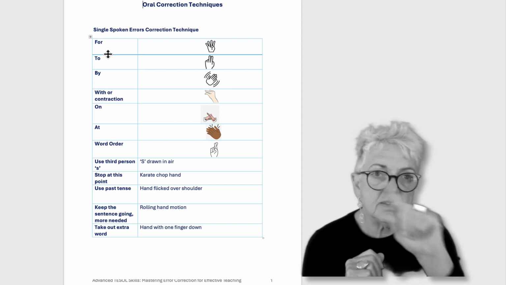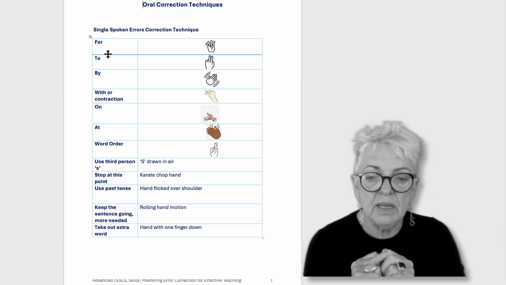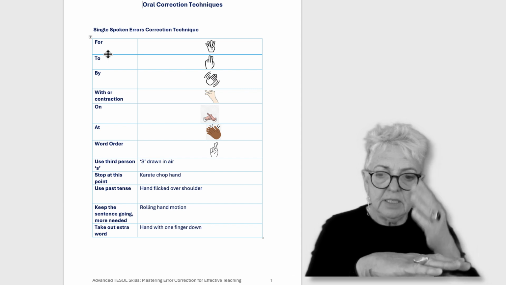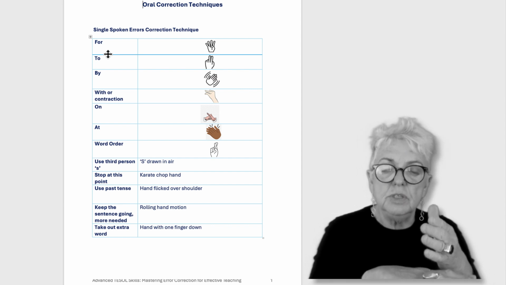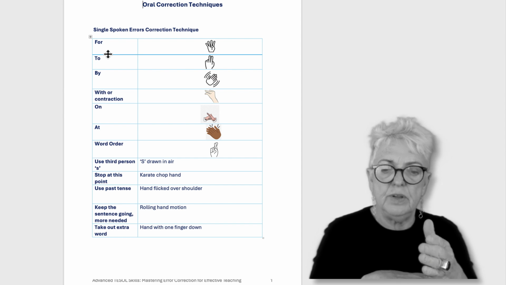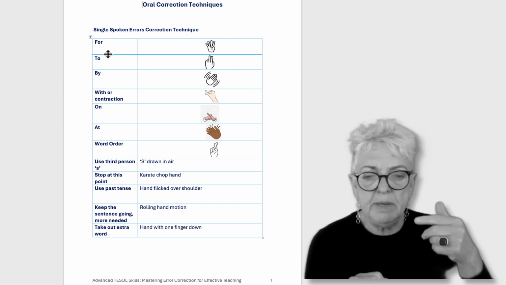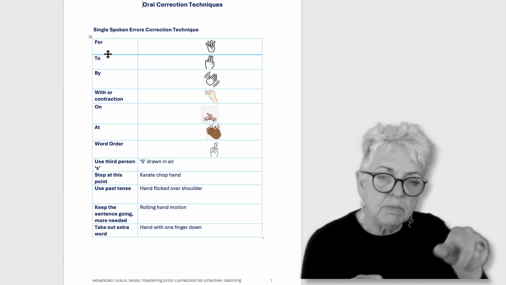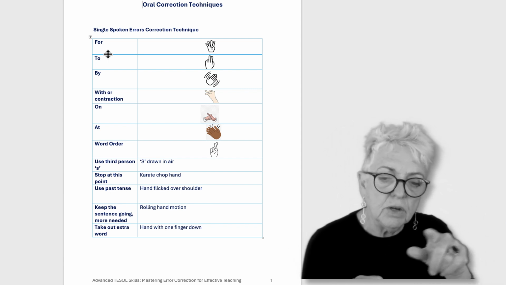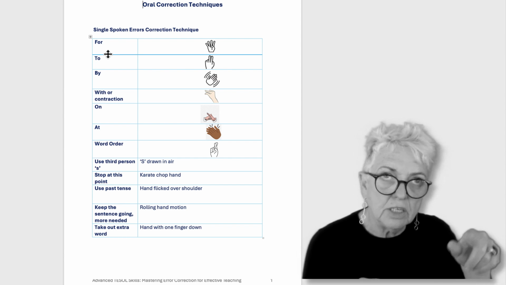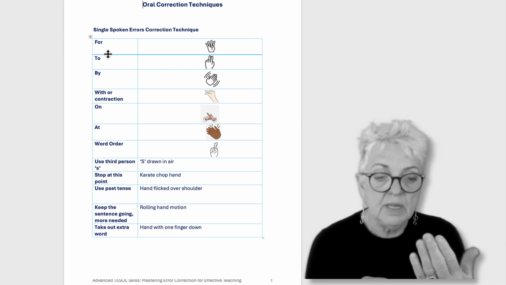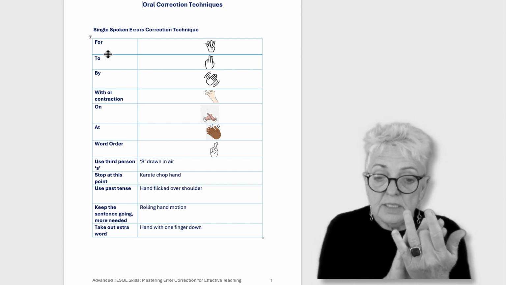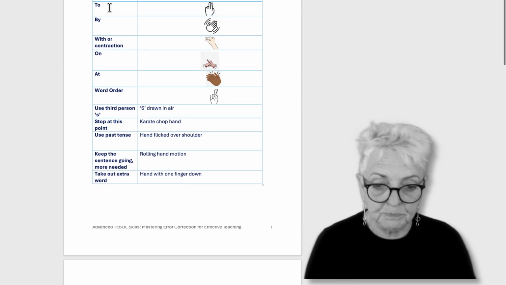Third person S, just draw it. Okay. Stop at this point would be like a karate chop. And that's saying, often like, don't use the continuous form, just stop at the infinitive. Tenses would be hand flicked over the shoulder would be the past tense. Rolling motion is probably keep it going, you're missing something, or it needs to be a continuous or progressive form. You've got one too many words, so take out a word. So you can do this with the finger down.